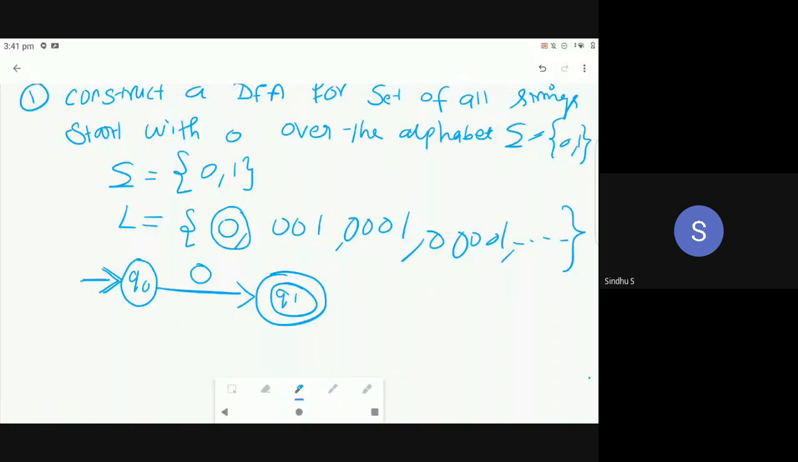So what is the next step to be done? Is this enough for constructing the DFA diagram? What else needs to be added to this diagram to make it a complete deterministic finite automata machine?